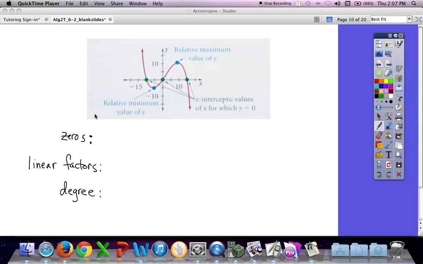Okay. Looking at this graph, what would you say are the zeros? Antoinette. Notice that these are every 5. How many zeros are you seeing there? How many zeros are there? Right? Here, here, and here. What are they? Now you got it.